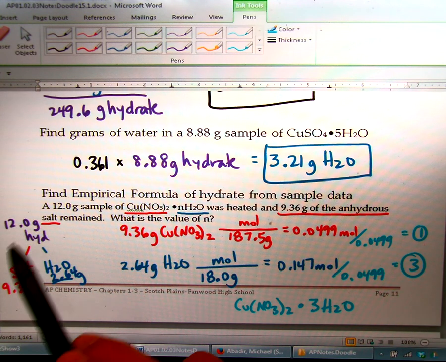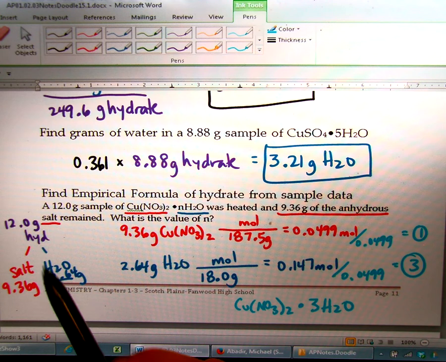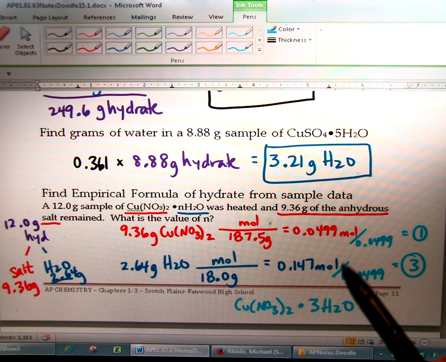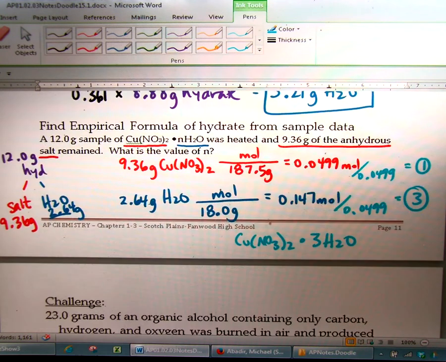So once again, to get the formula you have to know moles, but in an experiment you would really only know grams. So you have to heat up the hydrate to get the water out, leave the salt behind, find the water by subtraction, change the grams of the salt and the water to moles, divide by the smallest, take a simple ratio, write the formula. And that should help you with your lab procedure.